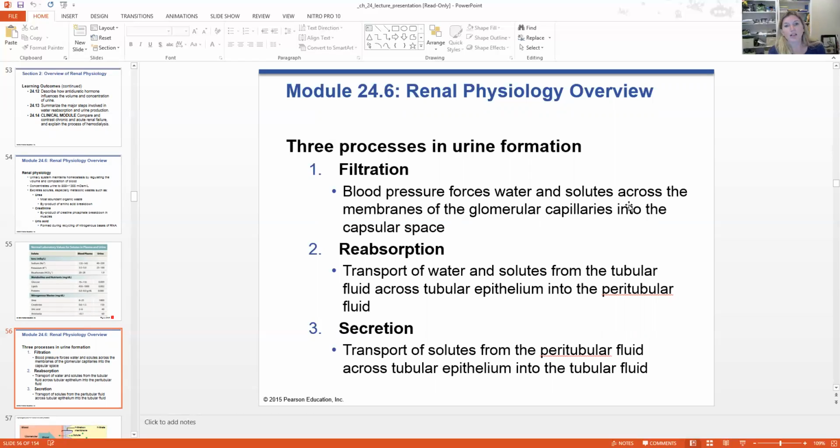So, all right, let's talk about how urine is formed. It's done through three processes that make your urine: filtration, reabsorption, and secretion.